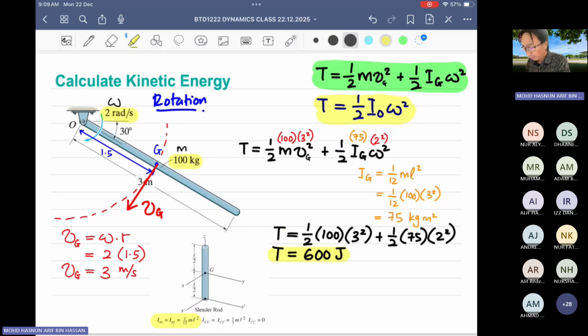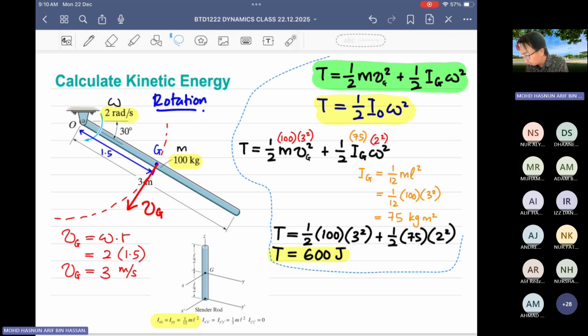Now let's calculate using the second equation, which is 1 over 2 IO omega square. I just want to show that you will get the same answer. To do that, I will resize this so that we have enough space.